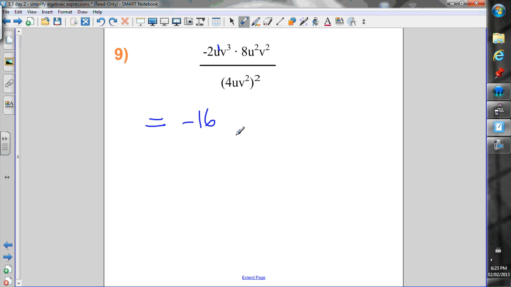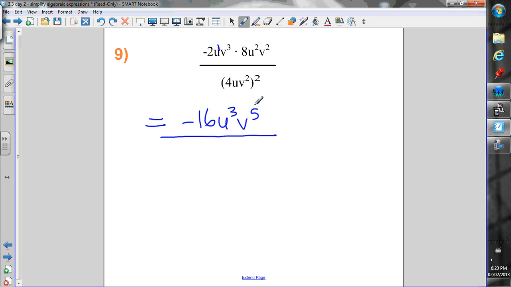I can use the product rule and simplify that. Multiplying powers to the same base, you keep the base the same, add the exponents. 1 plus 2 is 3. I also have a v cubed times a v squared. Those have the same base, so I can simplify those. Keep the base the same, add the exponents. 3 plus 2 is 5.